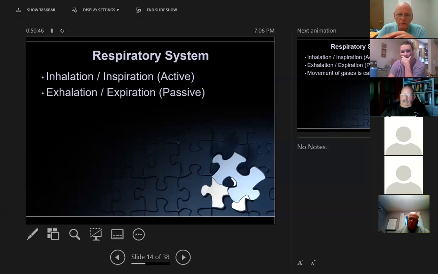When we breathe out, we call it exhalation or expiration, either word works. And that's a passive process. That's the muscles relaxing, okay? Now, yeah, we can overcome those muscles and breathe out faster, sure. But in the normal sense, we're not sitting there thinking, oh, I need to take a breath, it's been 10 seconds. It happens for us. So it's a passive process, okay?